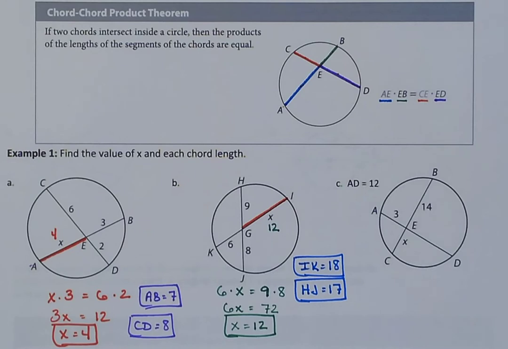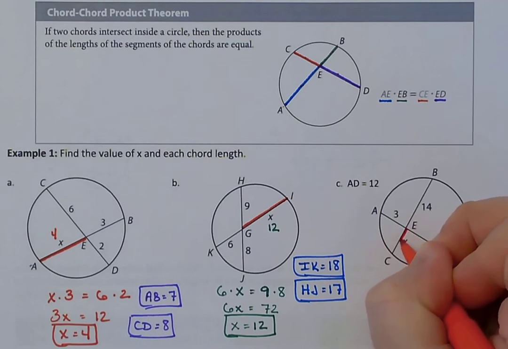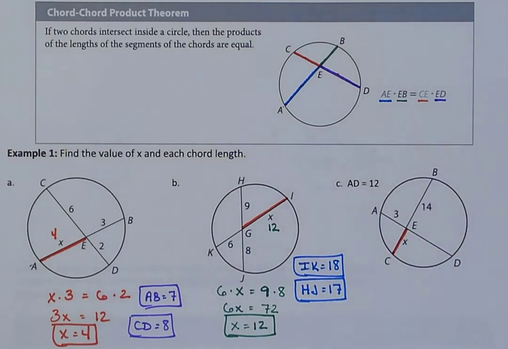Now, C is the same idea as parts A and B. Slight little difference here. So they tell us that AE is 3, BE is 14. They don't tell us what ED is, but they want us to figure out the length of EC. Now, they tell us that the chord AD is 12 units. So that means this whole chord right here is 12 units long.